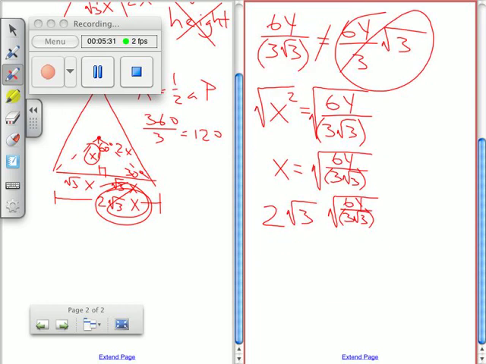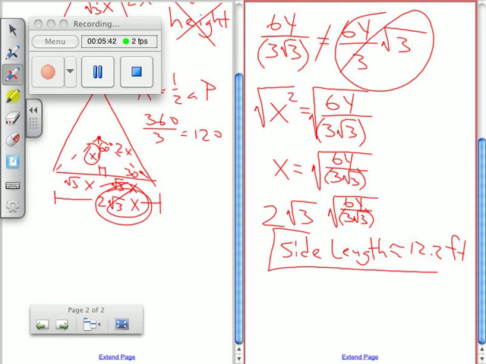And if you multiply that out, I believe your side length will be approximately 12.2 feet. And I think that's the answer that was given in the answer key. Okay?